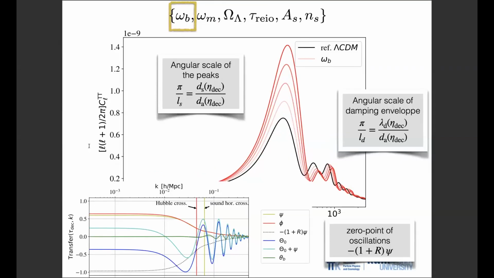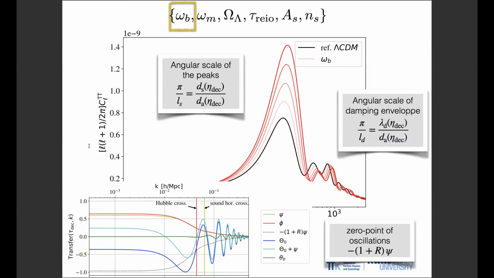So the sound horizon is given by the integral of the sound speed over time. The sound speed was equal to 1 divided by 3 times 1 plus r. So there is an r in the sound speed. If I change the value of omega b, we said we change r at recombination. So we change also the value of c_s at recombination. We change the sound horizon. So the sound horizon is seen under a different angle and our peaks are shifted.